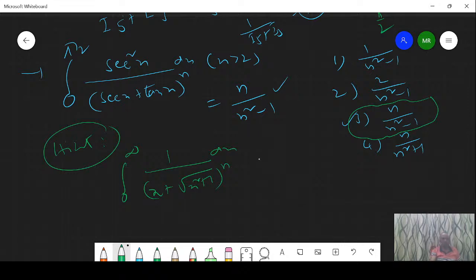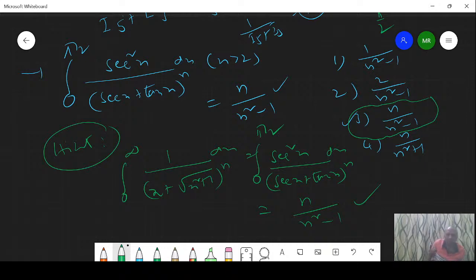It is always equal to integral 0 to pi by 2 of secant square x by (secant x plus tan x) whole power n dx, which is equal to n by n square minus 1. This is the hint. If I write this one, you can write this is 1 plus tan square theta.